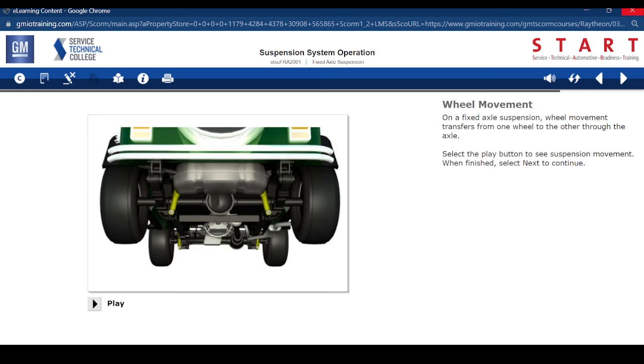On a fixed axle suspension, wheel movement transfers from one wheel to the other through the axle. Select the play button to see suspension movement. When finished, select Next to continue.